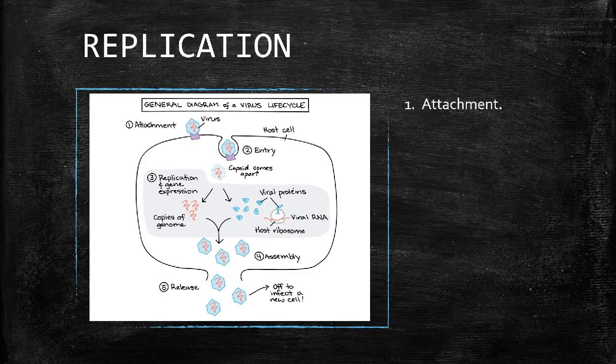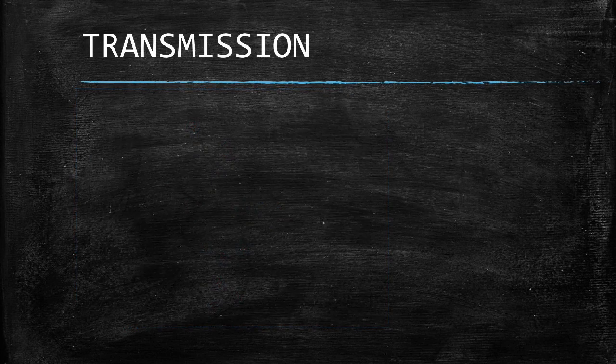Assembly. New viral particles are assembled from the genome copies and viral proteins. Release. Completed viral particles exit the cell and can infect other cells. Transmission of virus. There are 2 main types of transmission, horizontal and vertical. Horizontal means from one host individual to another, and vertical means from parent to offspring.